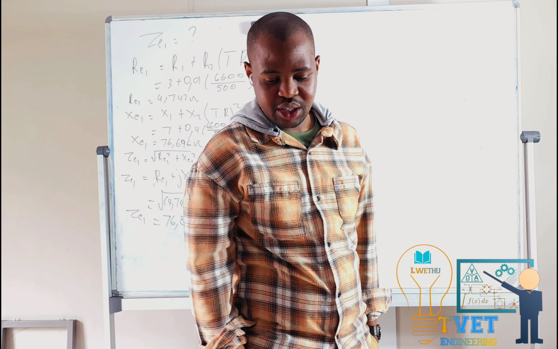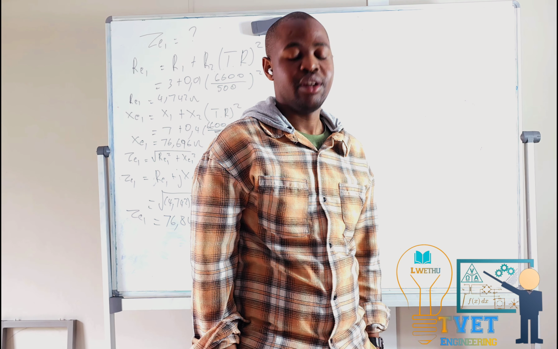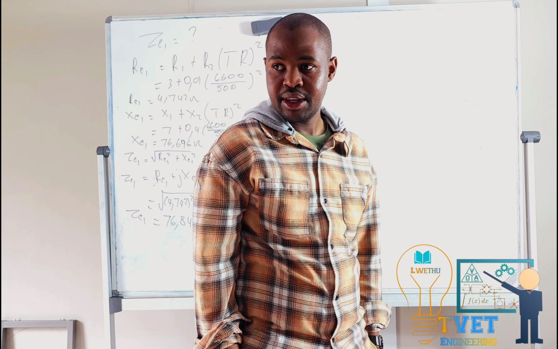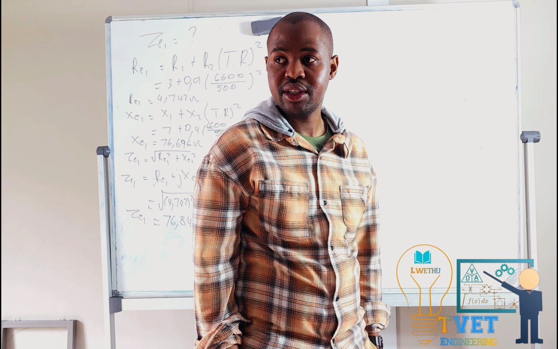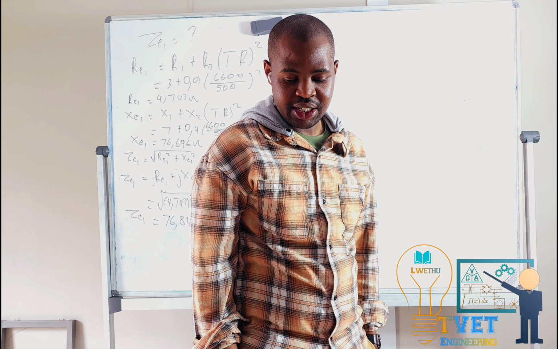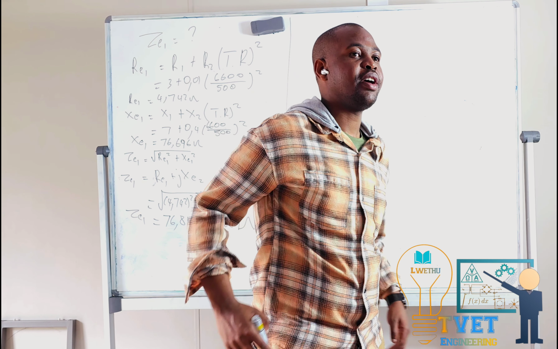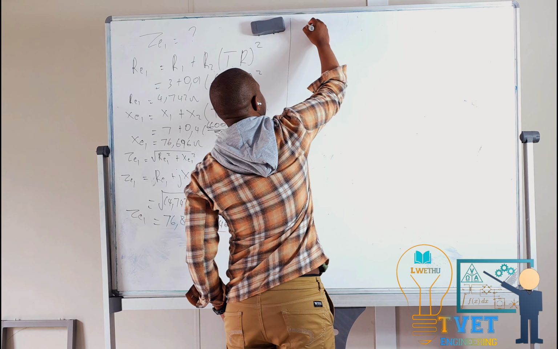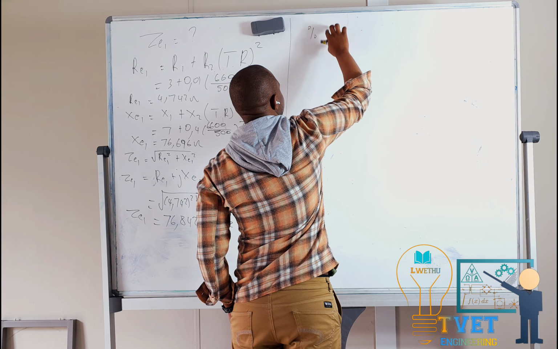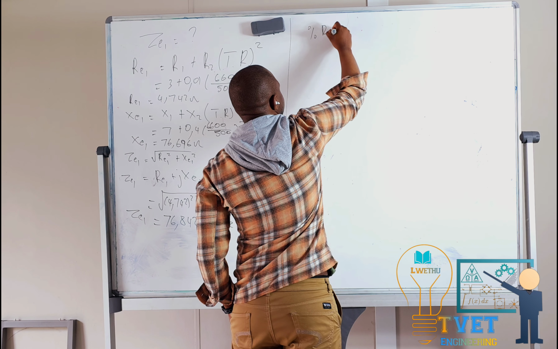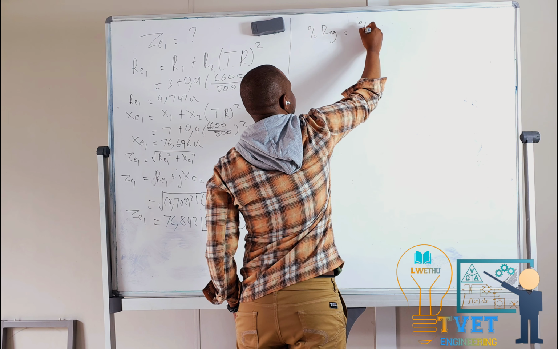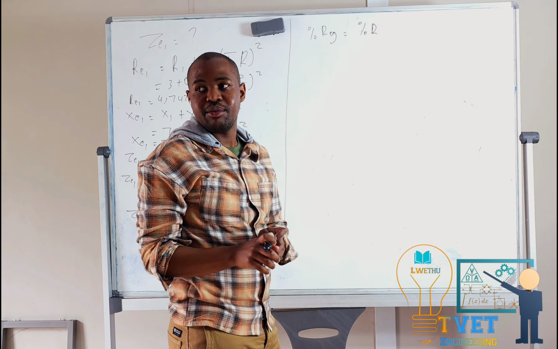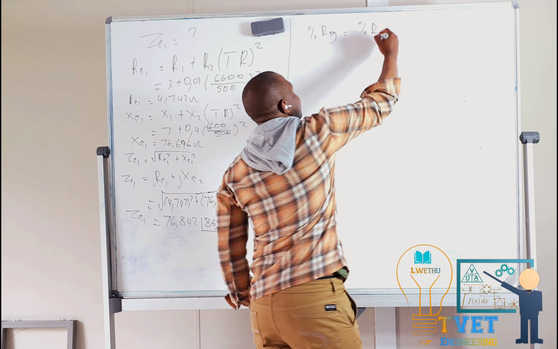I'll skip that question. Question 3.2, okay. Then the other one wants the percentage regulation. Because when our values are in percentage form, for lagging the sign is positive.